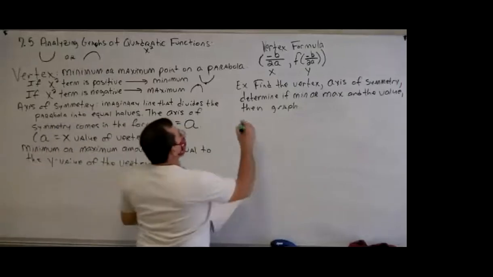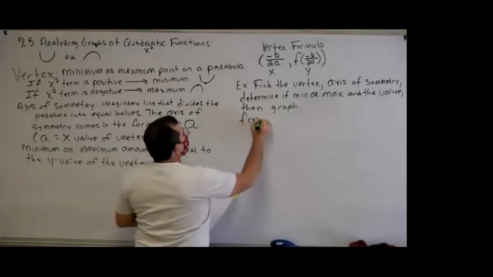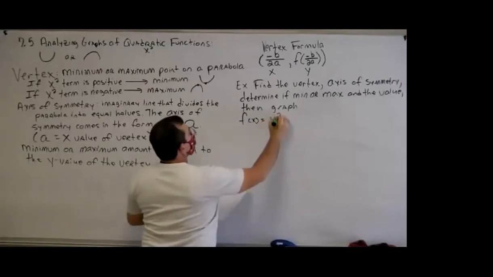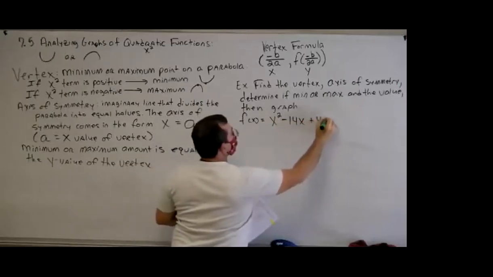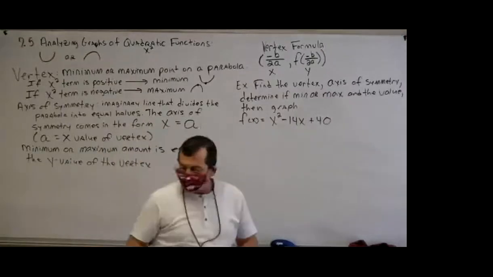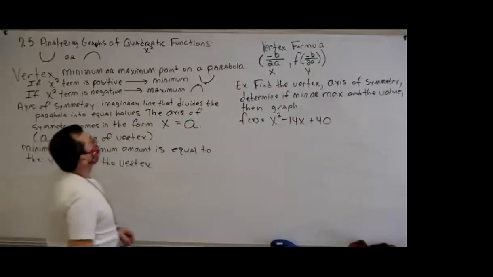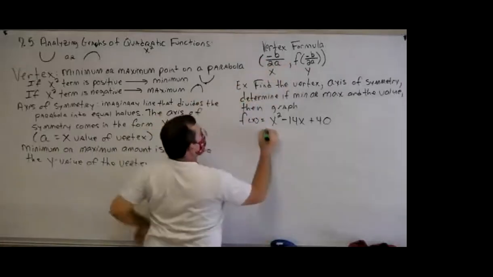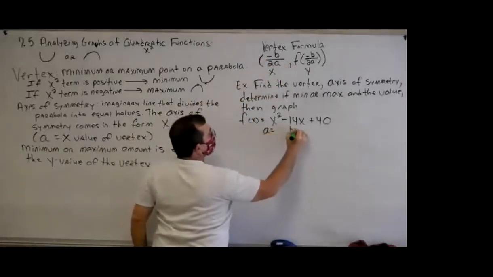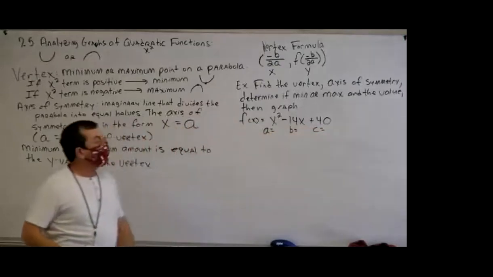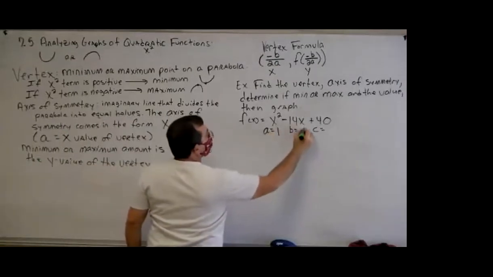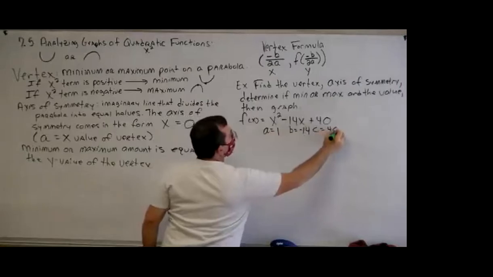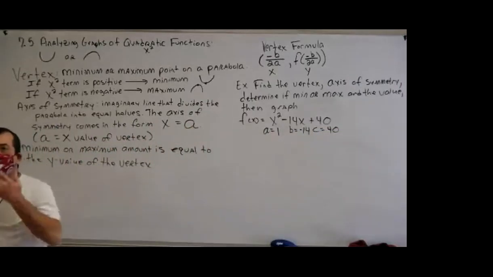All right, so for this problem, they're giving us f of x is going to equal x squared minus 14x plus 40. So notice I need to know what my a's and b's are here, so I'm just going to figure out what a, b, and c are going to equal. a will be 1, because that's a 1x squared. b will be negative 14, and c will be the positive 40. So I know what my numbers are now, I'm just going to plug them into my formulas.